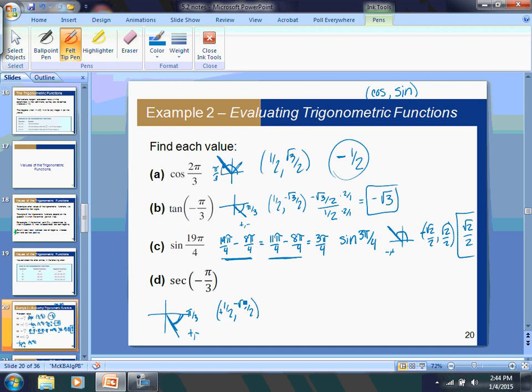Okay, and then secant, that is going to be 1 over cosine. Okay, and my cosine value is the x value. So that's going to be 1 over 1/2, which is 2.